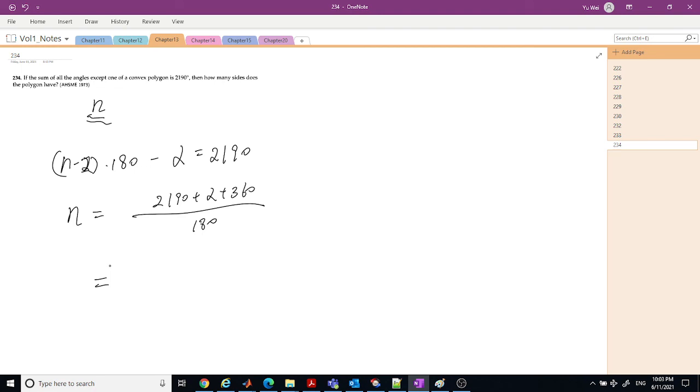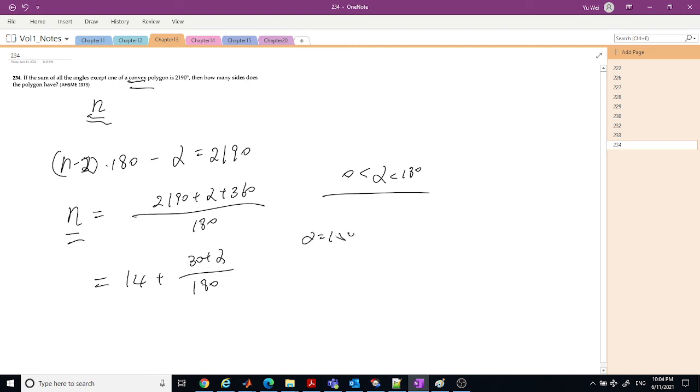Now let's keep solving it. You can reduce it to 14 plus (30 plus alpha) over 180. Since n must be an integer and the polygon is convex, remember, alpha must be less than 180 and greater than 0. So you can see the only possible value is alpha equals 150. So n is equal to 15.